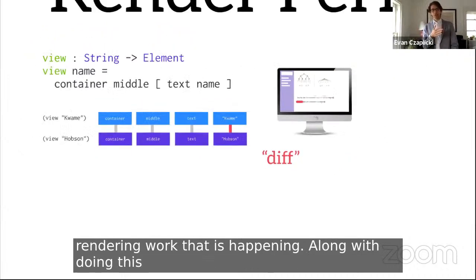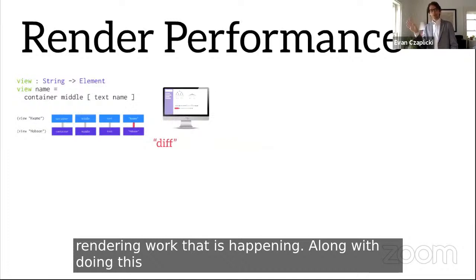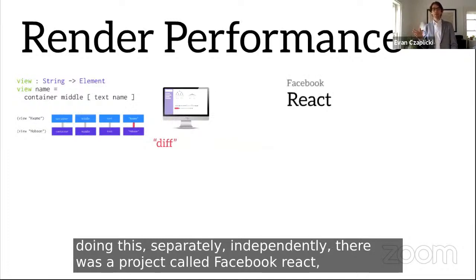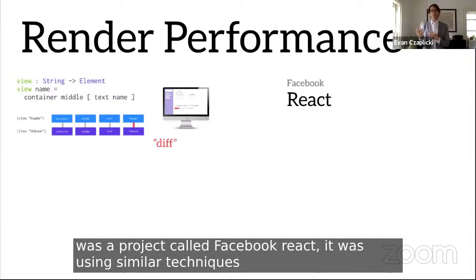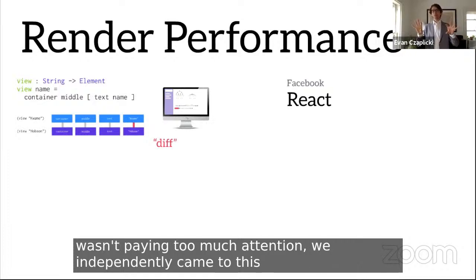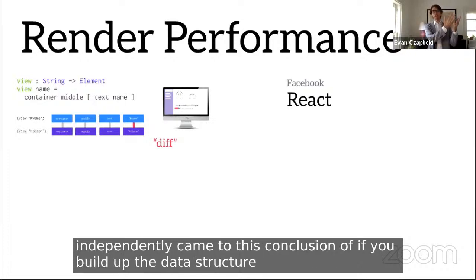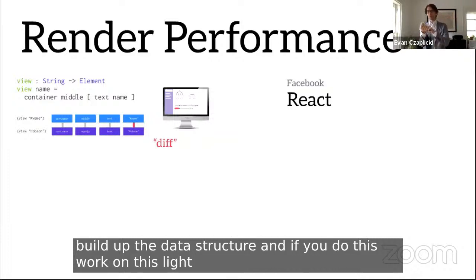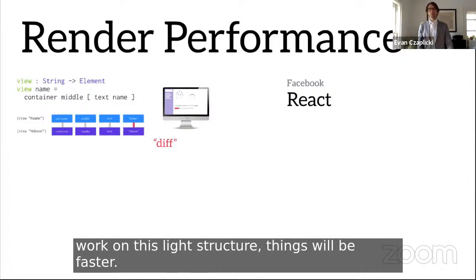So Elm was doing this, and separately, independently, there was a project called React coming out of Facebook, and it was using similar techniques to render HTML. I wasn't paying too much attention. We sort of independently came to this conclusion: if you build up a data structure and do your work on this light data structure and then make minimal changes, things will be faster.